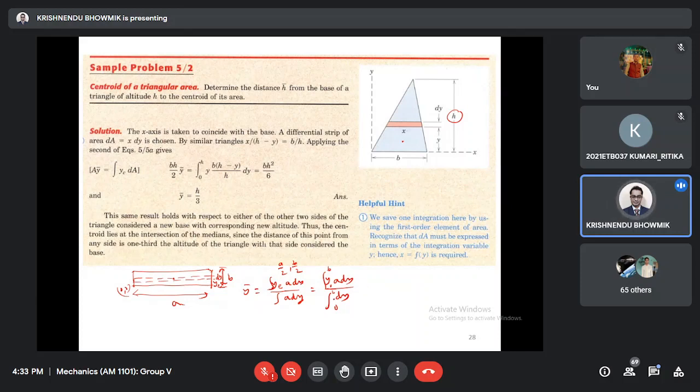Okay, something I missed, A. A will be cancelled out. See, this is y square by 2, from 0 to B. So it is B square by 2 by B, equal to B by 2. Actually, from there we got y bar equal to B by 2.